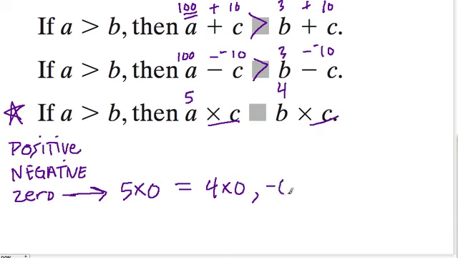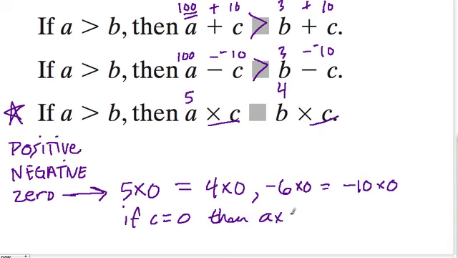If I had negative 6 for A and negative 10 for B, right, because B is smaller, still, when we multiply everything by 0, we still get 0. So they're equal. So if C is 0, then they're equal. You could write it nice and fancy like this: if C equals 0, then A times C equals B times C.